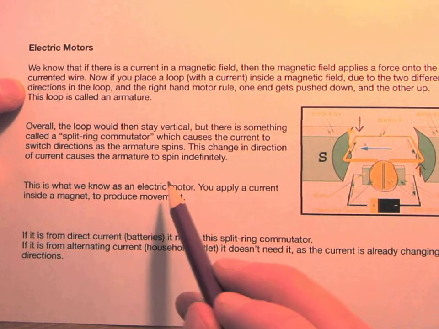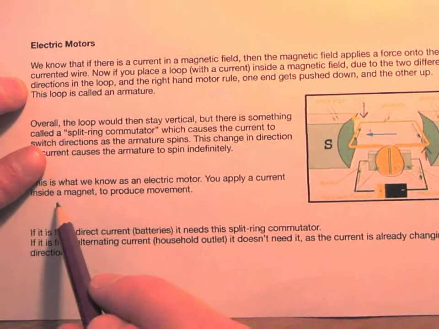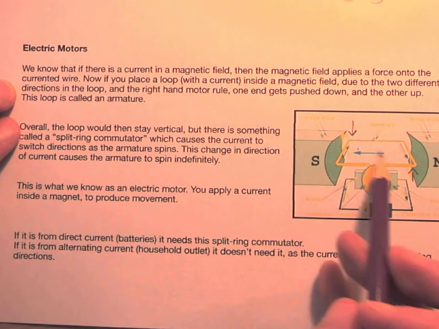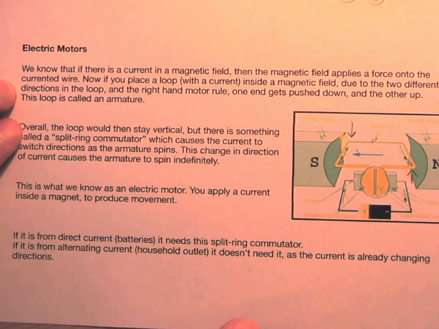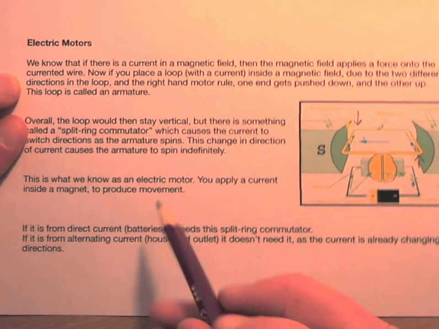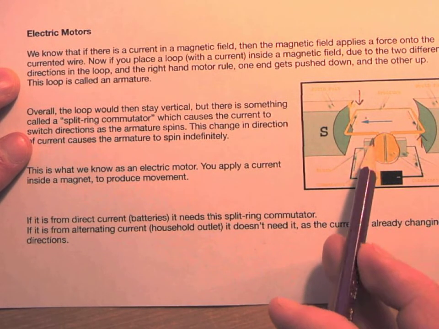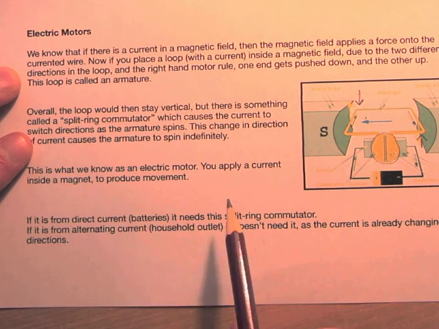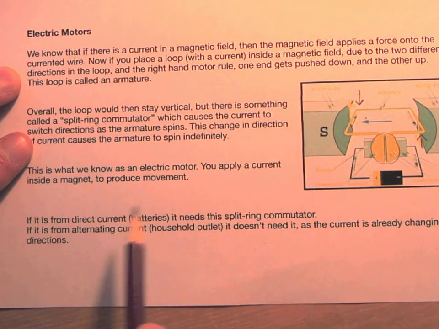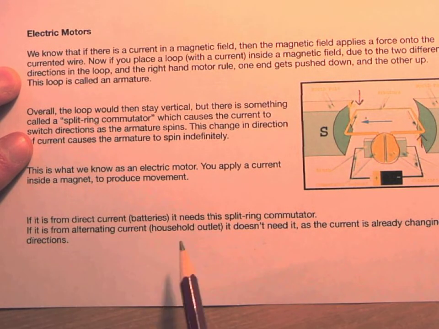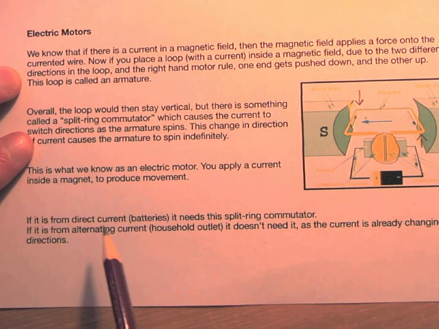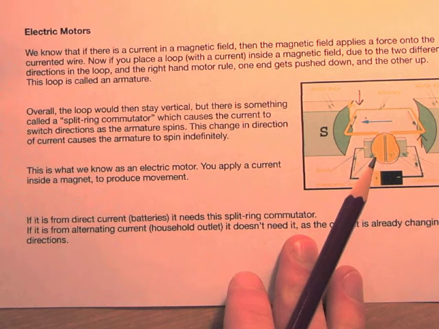So this is called an electric motor. You apply a current inside a magnet, and it produces movement. So that's what a motor is. It's just a current in a magnet. If it's from direct current, then you need this split ring commutator to change the direction of the current so that it keeps spinning. But if it's alternating current, like a household outlet, it doesn't need to because it's already alternating the direction really quickly. But that's what an electric motor is, just kind of aside.